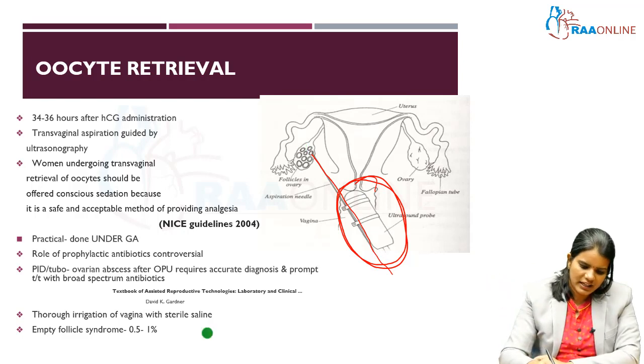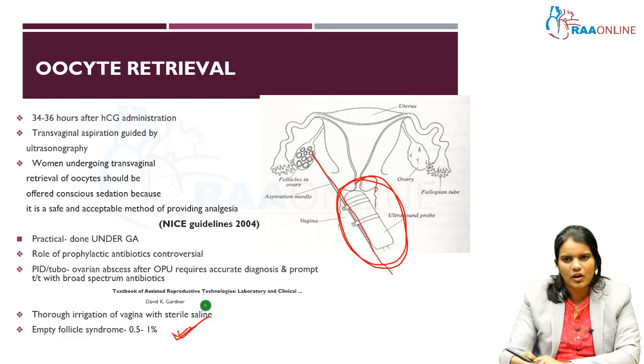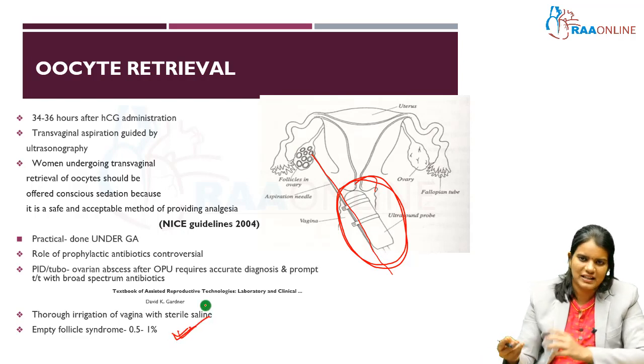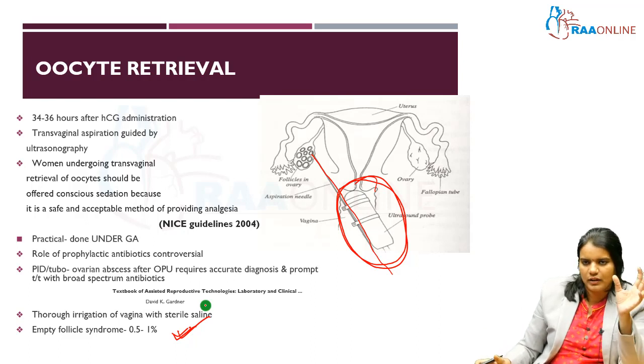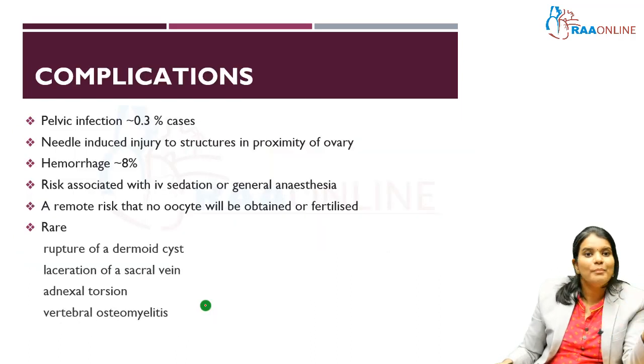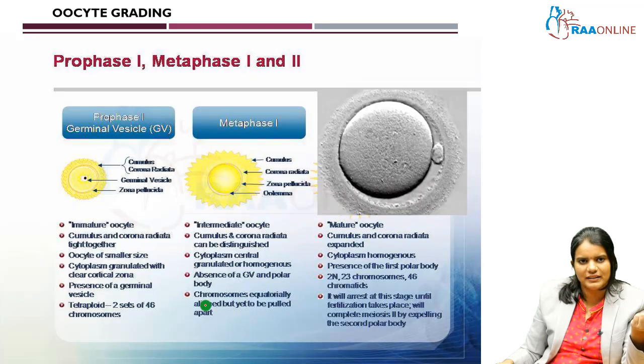Sometimes we do not collect the follicles because of the wrong trigger or wrong timing of the egg pickup, and so many things. But the take home point is that transvaginal aspiration of oocyte is done with a 17 gauge needle. Okay. The complications of the procedure are pelvic infection, hemorrhage, and risk associated with IV sedation. No oocyte may be obtained, as I told you, empty follicles. A rare risk is laceration of the veins, because all the pelvic veins lie directly below the ovary. Also rupture of a dermoid cyst, adnexal torsion, and vertebral osteomyelitis.